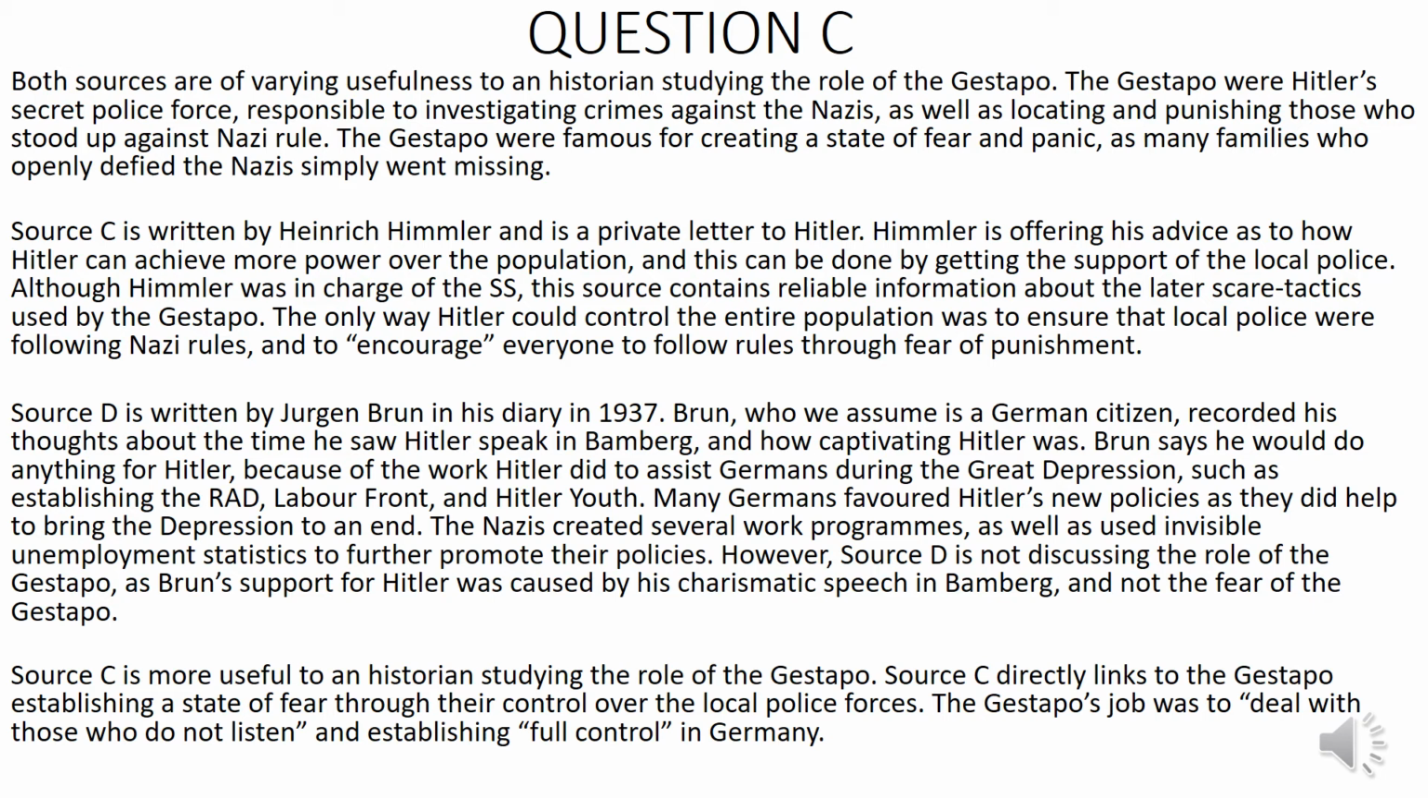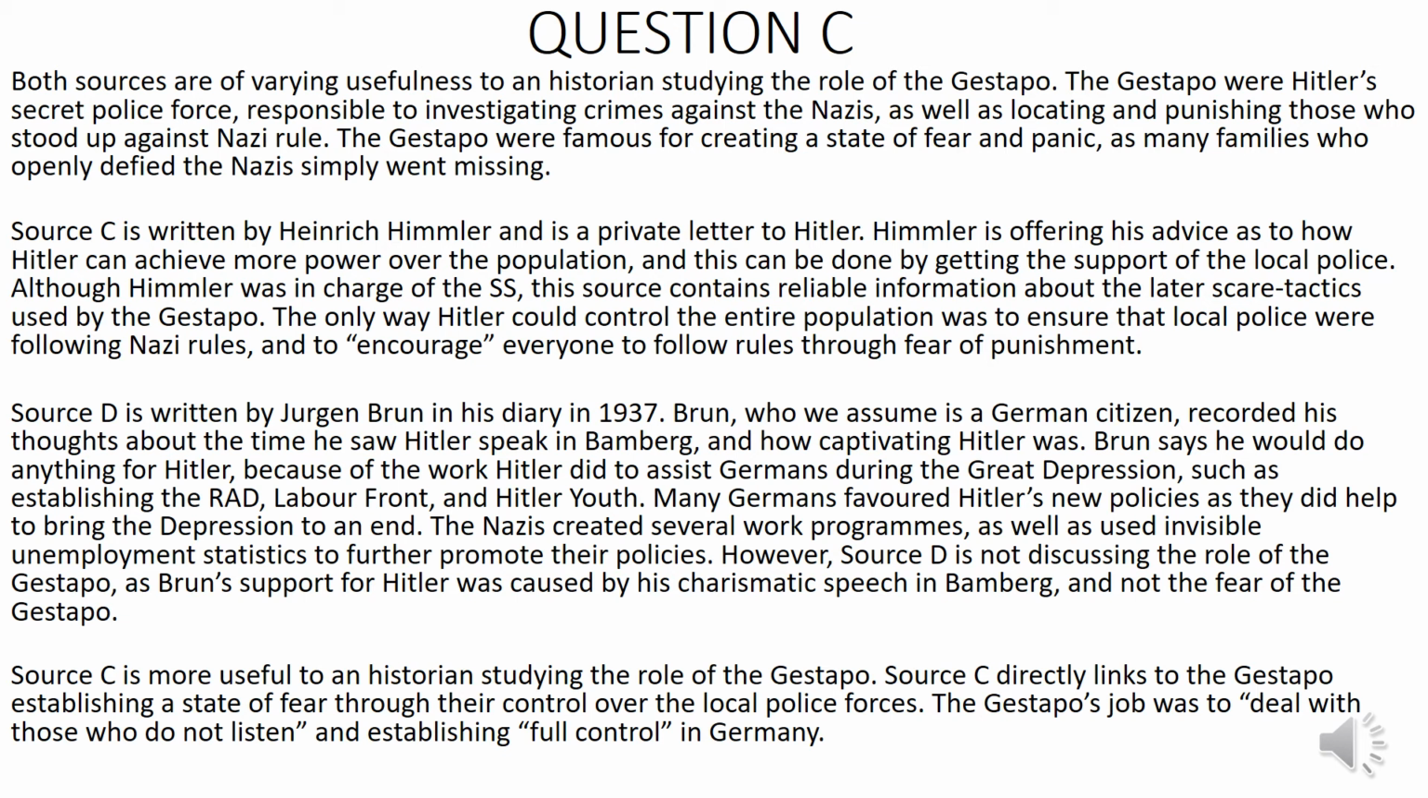Brunn says he would do anything for Hitler, because of the work Hitler did to assist Germans during the Great Depression, such as establishing the RAD, the Labor Front, and Hitler Youth. Many Germans favored Hitler's new policies as they did help to bring the Depression to an end. The Nazis created several work programs, as well as used invisible unemployment statistics to further promote their policies.